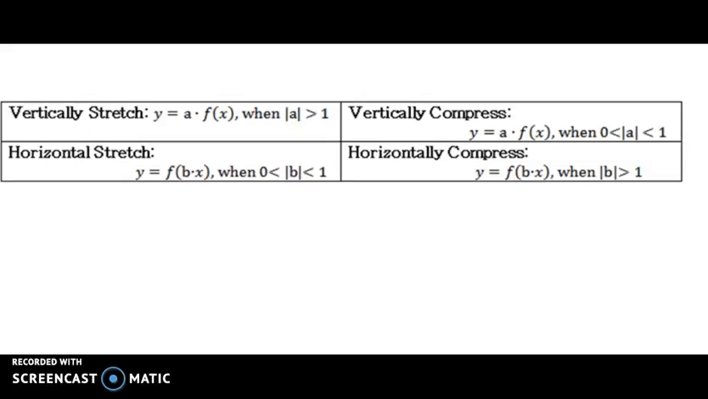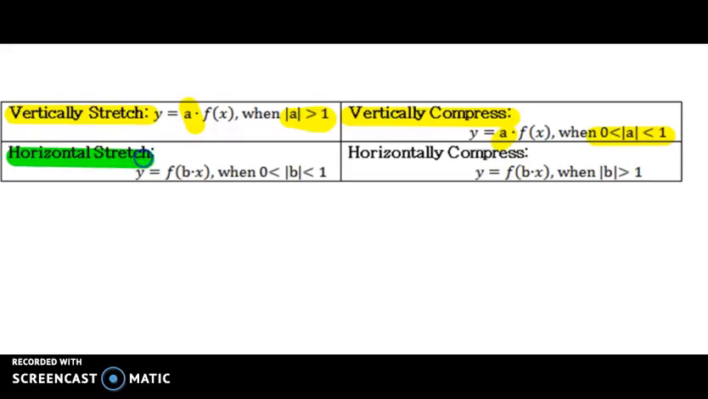When you have a dilation, there are a couple different ways that you can think about this. Vertically stretching and vertically compressing. So the up and down portion, which is going to affect your y values. It's going to stretch the graph vertically if this a value is bigger than 1. On the other hand, if this a value is between 0 and 1, then it's going to vertically compress it, or smush it together along the y-axis.